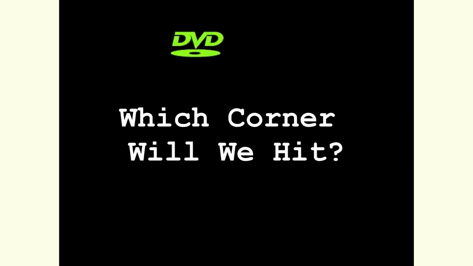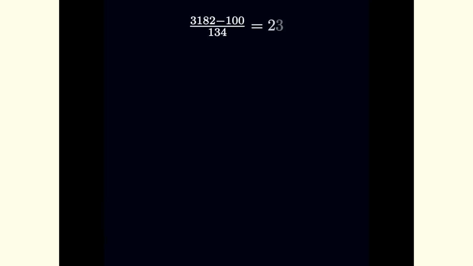The next question is a bit harder. Which corner will we hit? If you saw the simulation before, you'll know that it answers this question. But there are actually two ways to calculate this. The first way uses what we've already calculated and just gets us a bit more information. In the case of the example, we know that it hits the corner first on frame 3182.